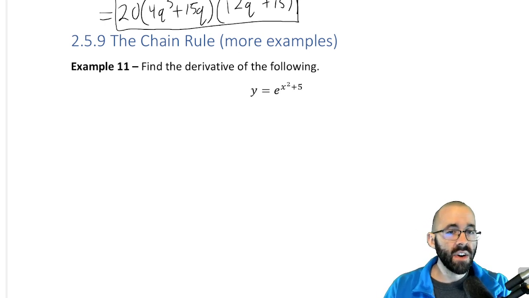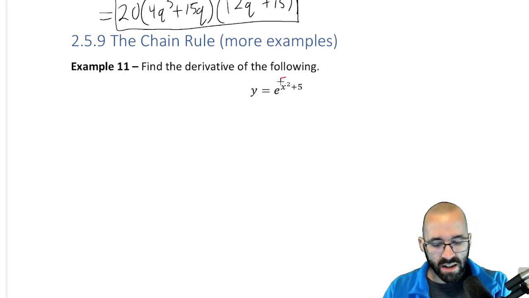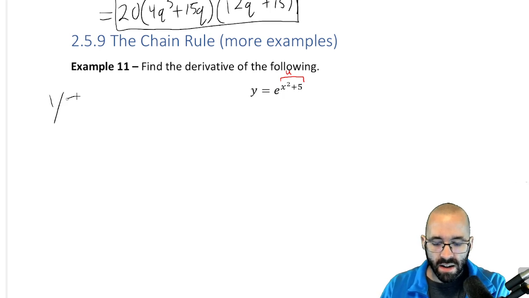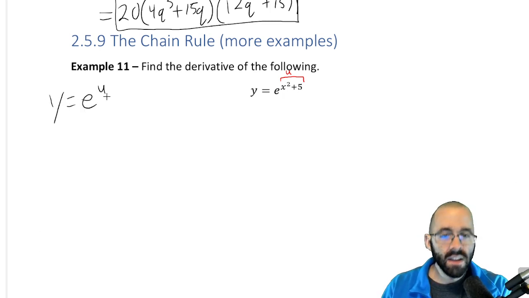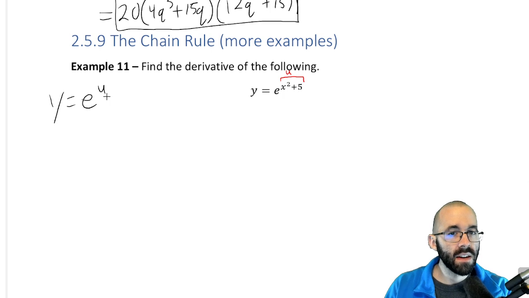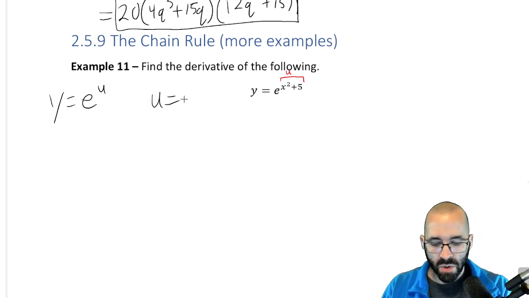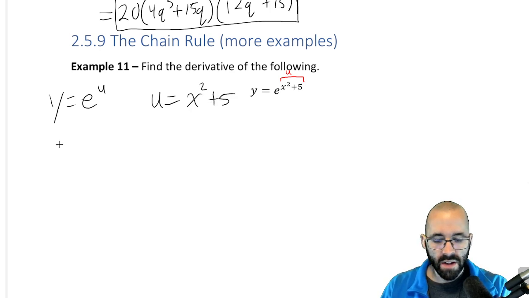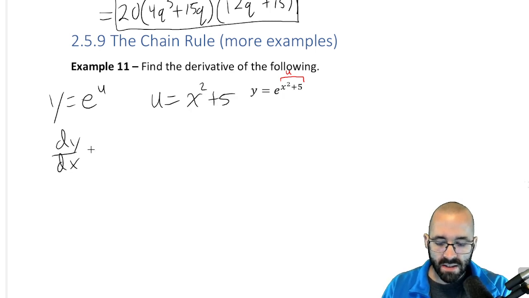Here, what is our inside function? What's on the inside now is x squared plus 5. That's going to be our u. So then y is e to the u, right? If u is that inside function, what's left over? E to the u. And we know that u is going to be x squared plus 5. Now the chain rule tells us that dy dx is dy du times du dx.